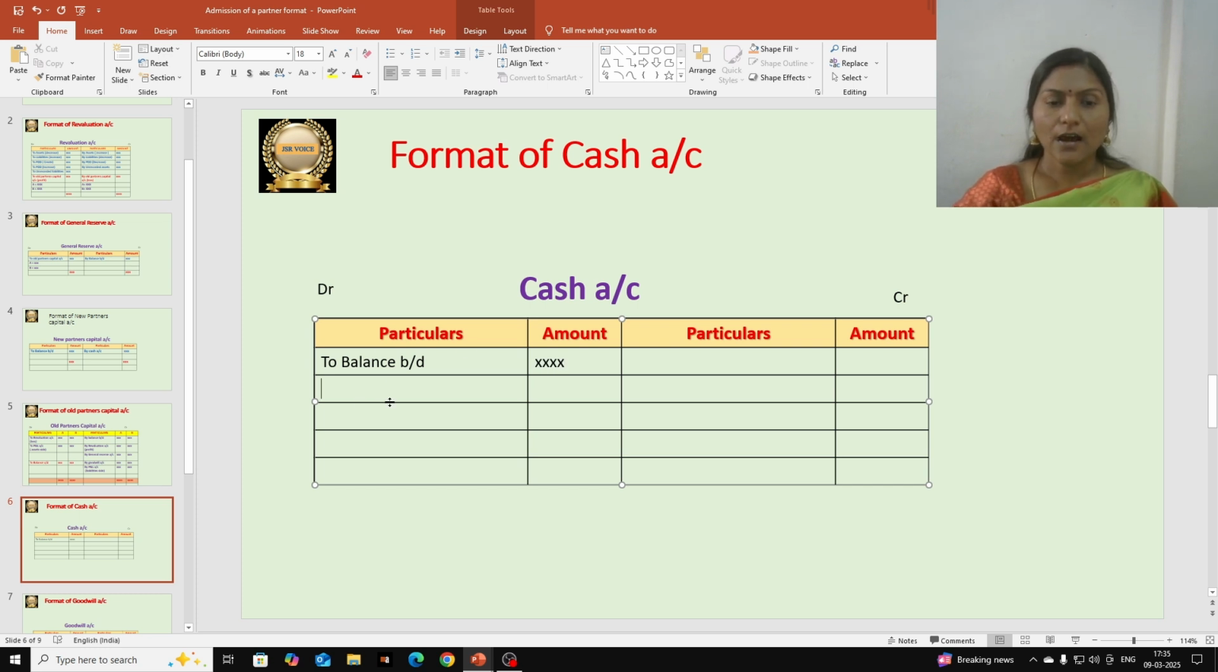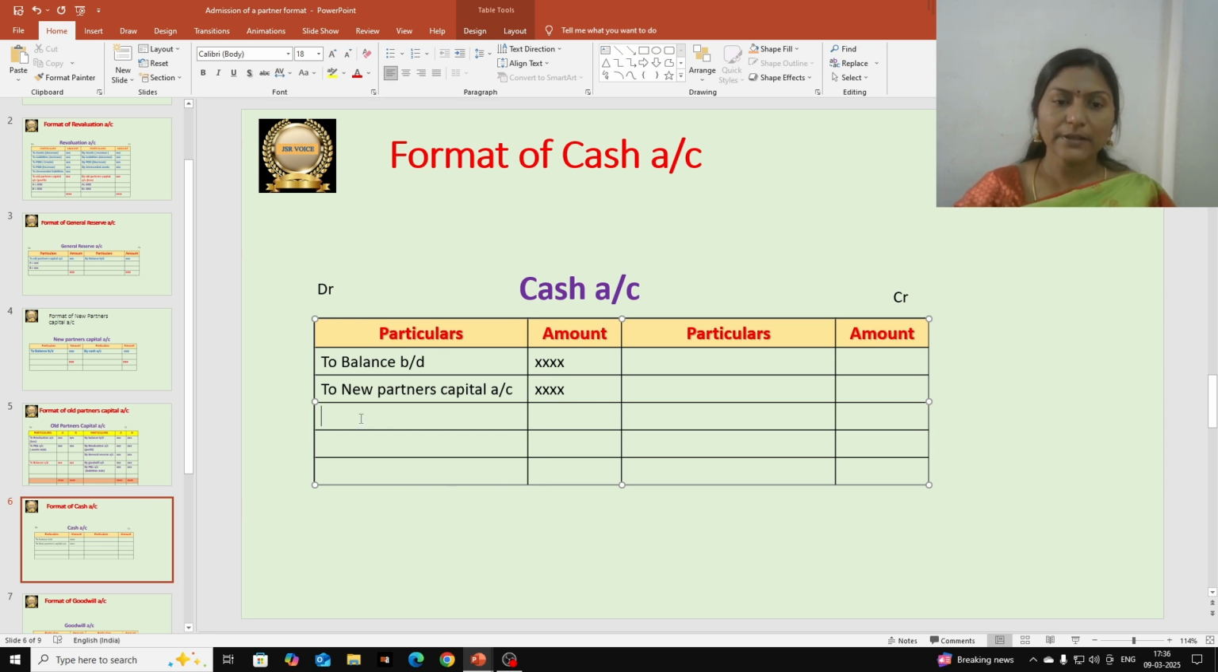And next, how cash comes in case of admission, and that should be checked. And if cash comes into the business, we should record on debit side. So new partner brings cash in the actually why he brings capital he brings in the form of cash. So we should write on the debit side that one also, to new partners capital account, new partners capital account. How much capital he brings, that should be recorded here.